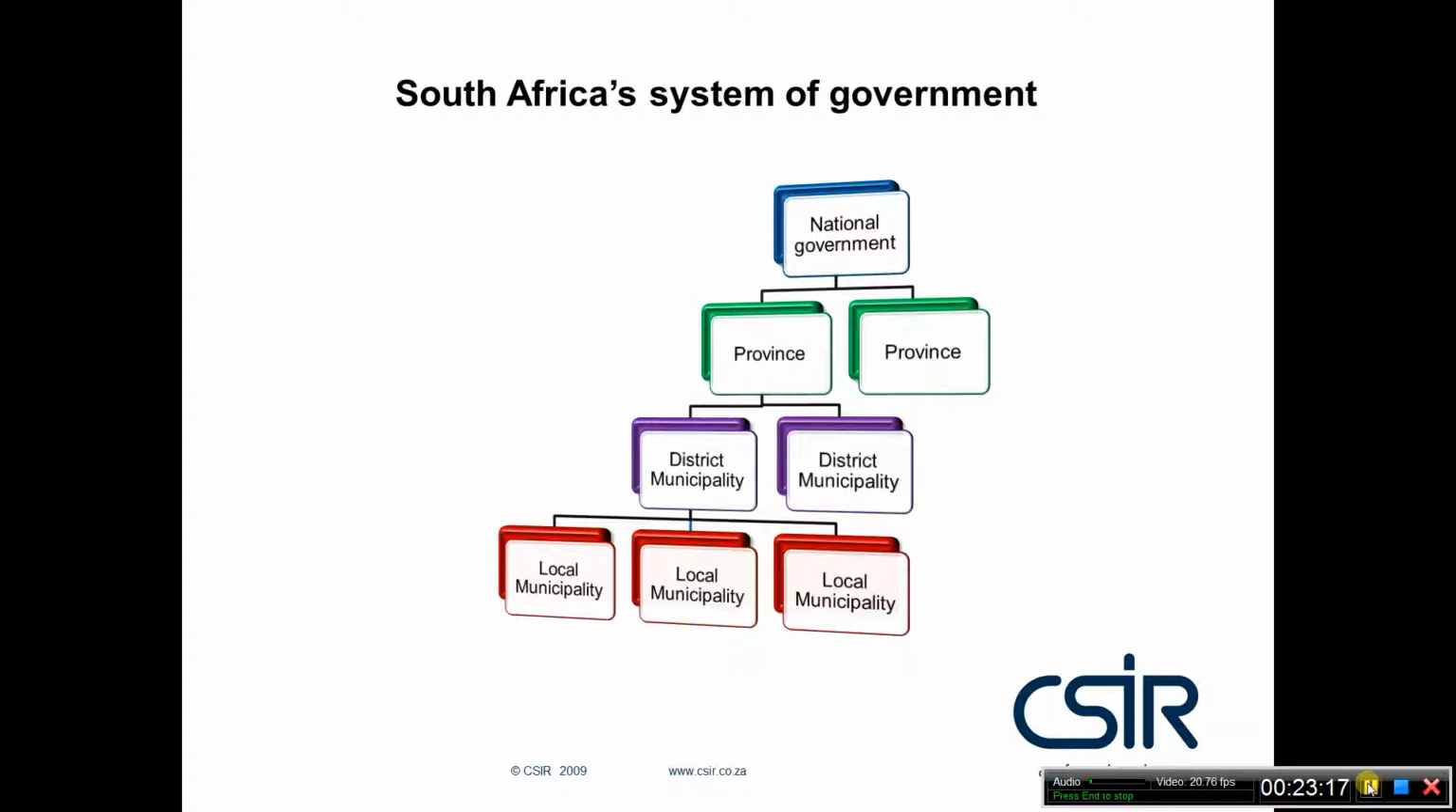And government departments are represented at these different levels of government. If we take the example of the Department of Agriculture, at national government level, there are officers who work in the Department of Agriculture, and they look at issues at national level. And then we have officers who work at provincial level, and they're responsible for provincial level agricultural issues. And then we have officers who work at district municipal level and at local municipal level. The officers who work at the local municipality level are the people who are in contact with farmers, who provide extension and advisory services to farmers.